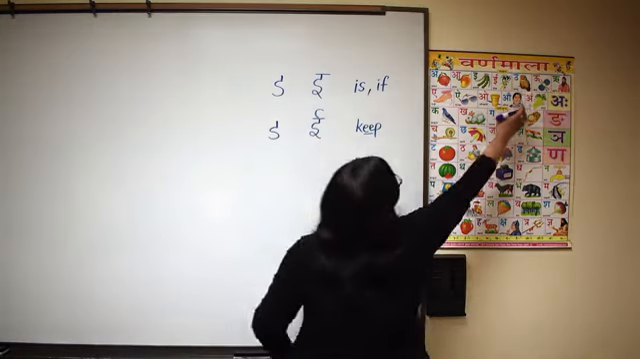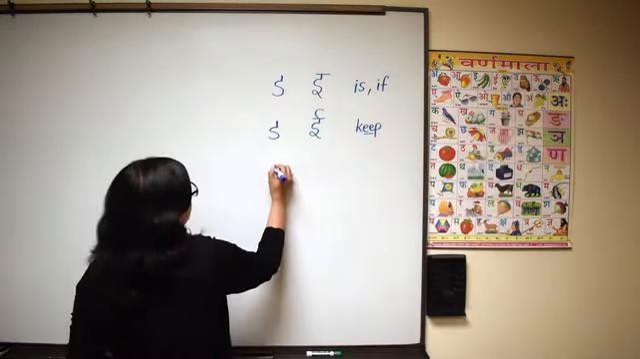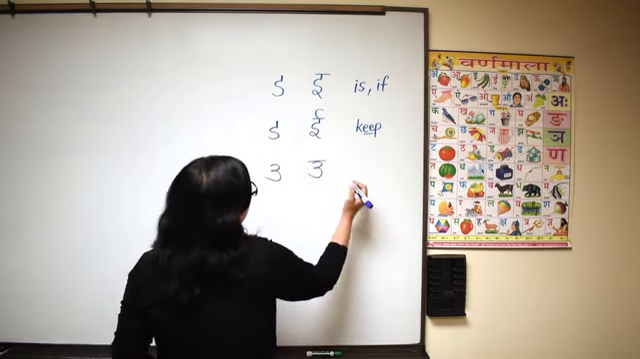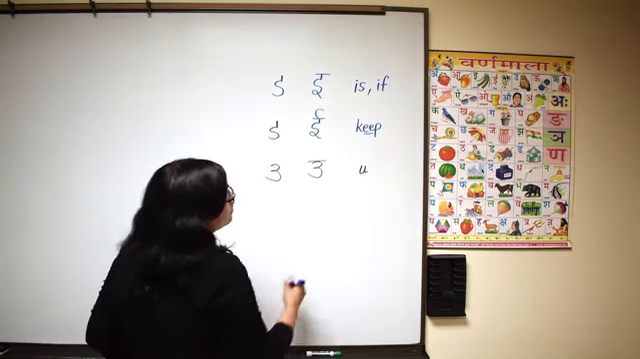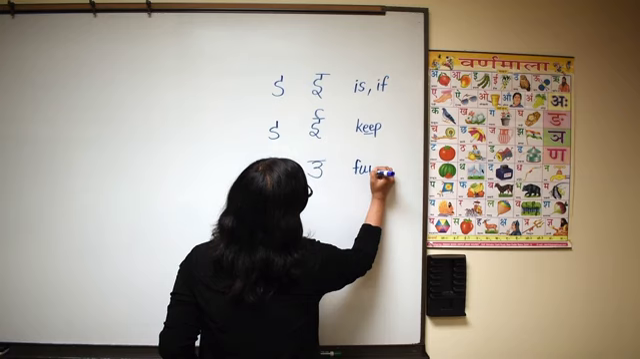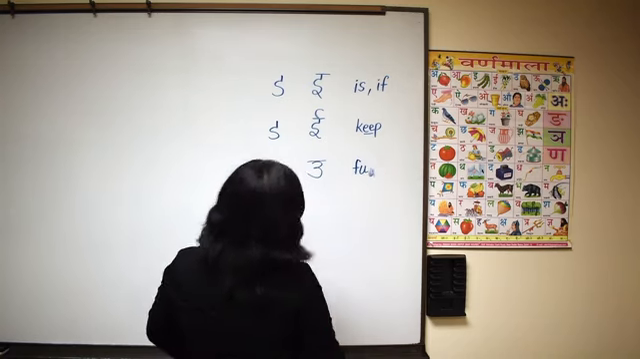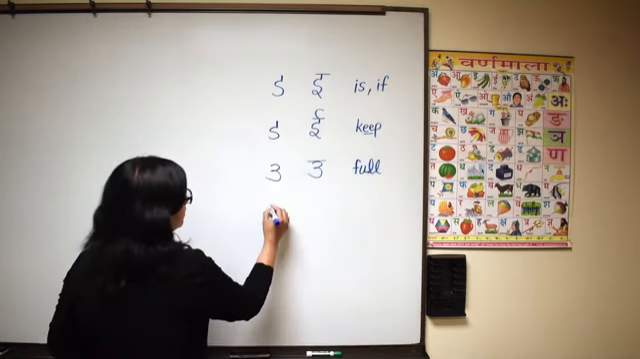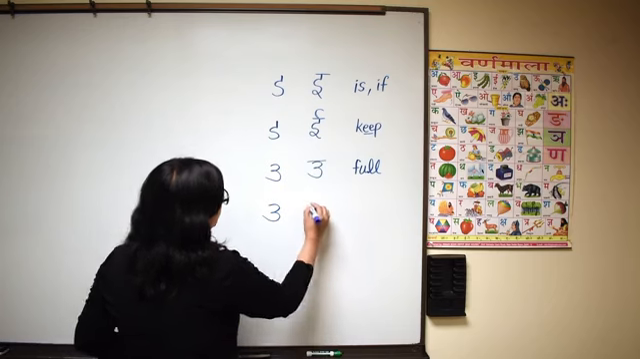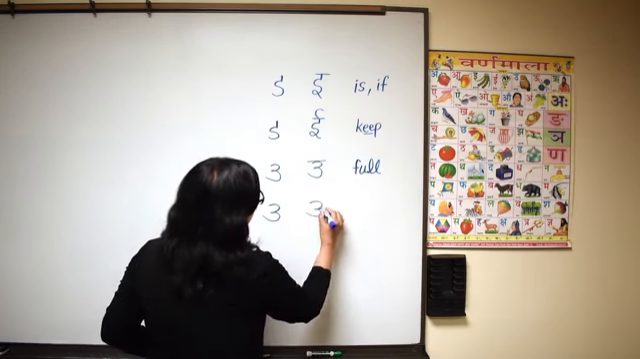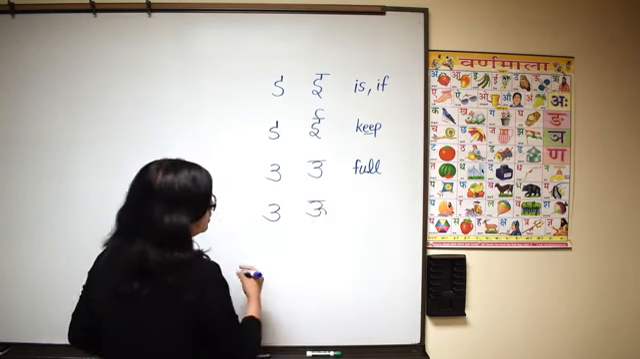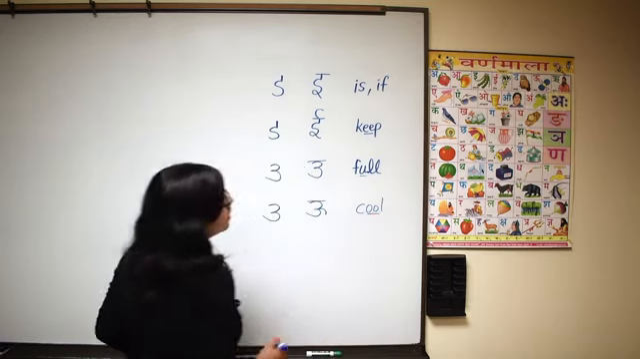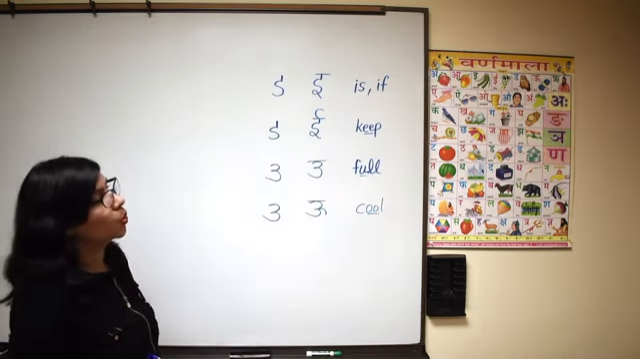Next we have U, okay, and that's how we make that. That's a short U sound as in full, okay? And then we have the longer version of that with a little tail here sticking out, okay? And that's oo, as in cool, okay?